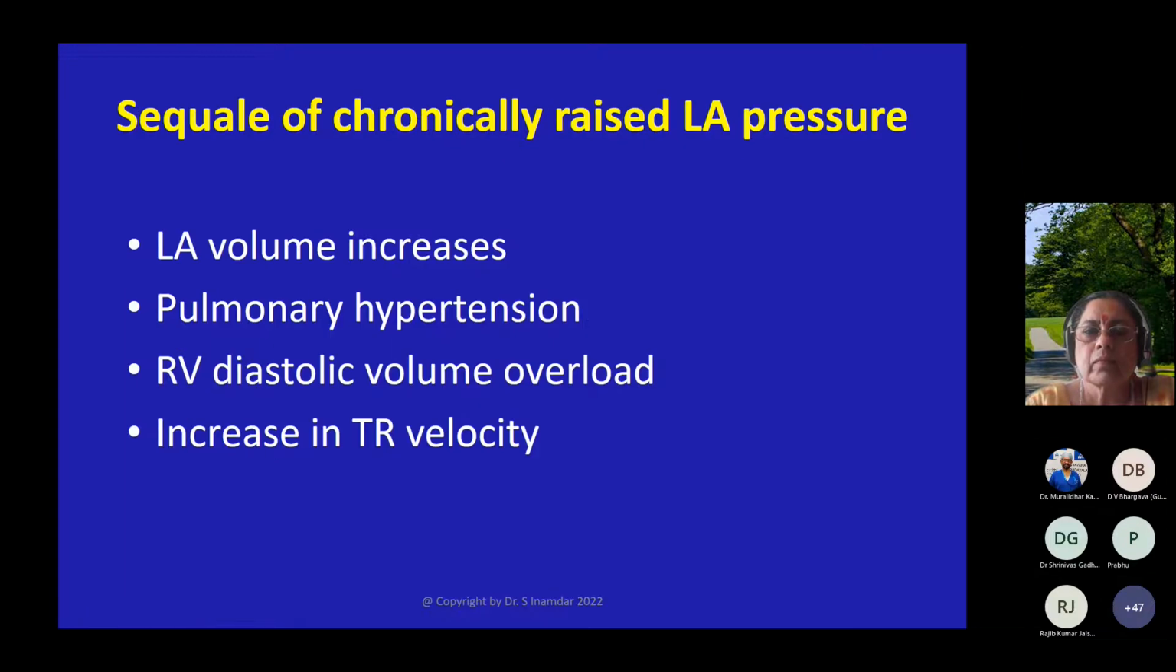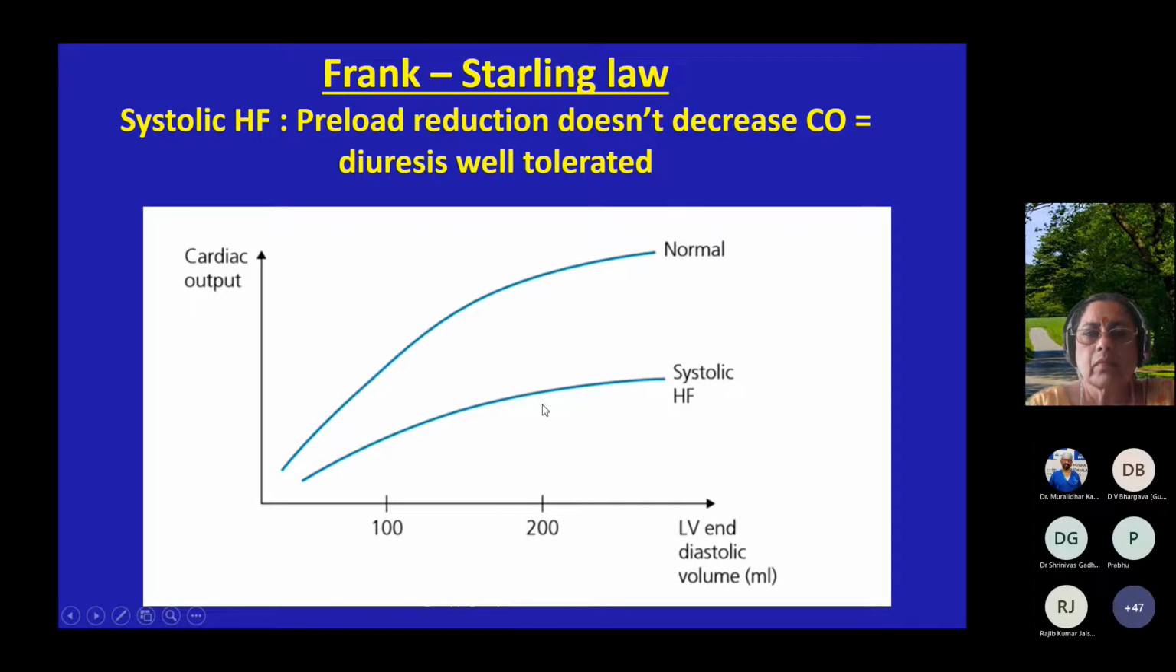So what is the sequelae of all this? The sequelae of chronically raised LA pressure is increasing LA volume, more pulmonary hypertension, ultimately back pressure causing RV diastolic volume overload, and TR velocity is increased, and that is why it is taken into the guidelines. Let us see a few laws. I just want you to go through this, otherwise it is a confusing topic. So it will make you understand a little better.